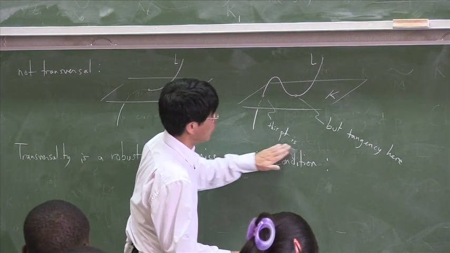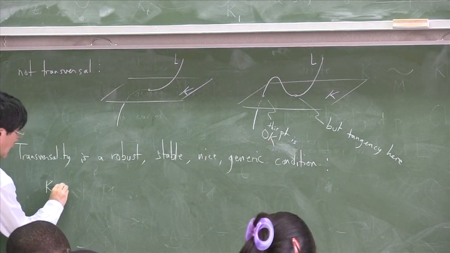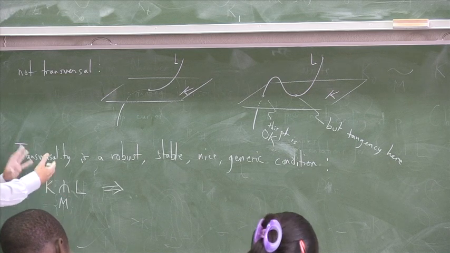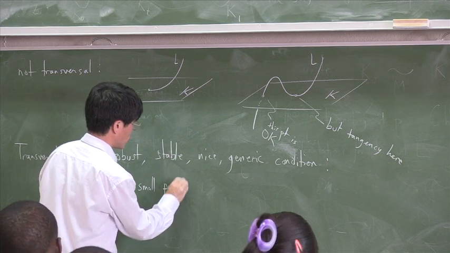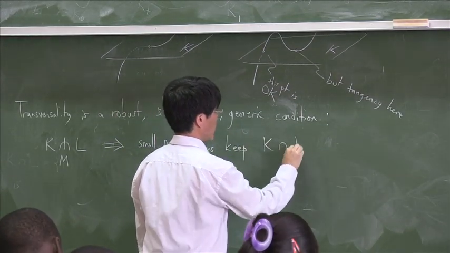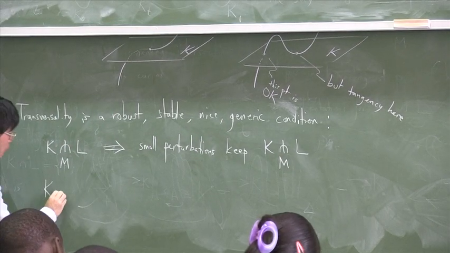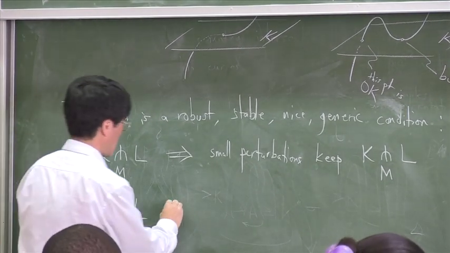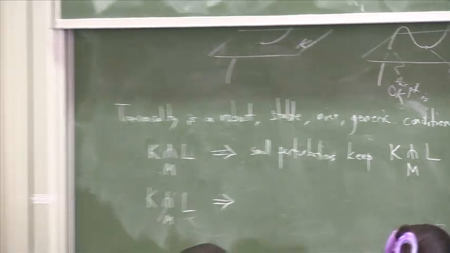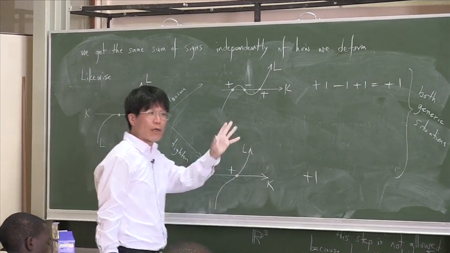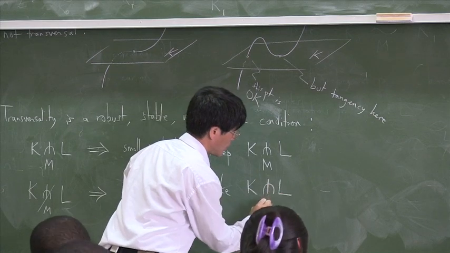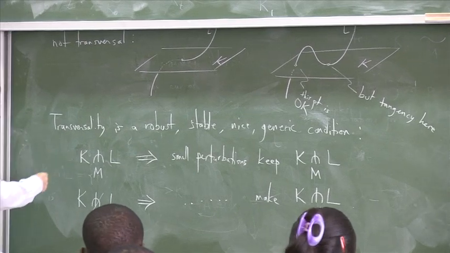Namely, what do I mean? That if K and L are transversal in M, then if you perturb them slightly, if you shake the picture a little bit, if you deform the situation a little bit, small perturbations keep the transversality. Whereas if they are not transversal to begin with, then a small perturbation will make them transversal, as, for example, it happened here. They were not transversal at this point, but if I shook a little bit, it became transversal. Any other way will make it transversal. So small perturbations make it so. So you can see that transversality is a more general condition, a nicer condition, a robust, stable condition.